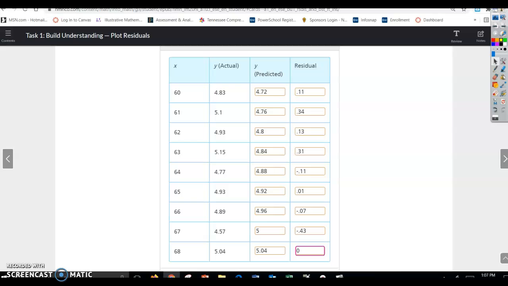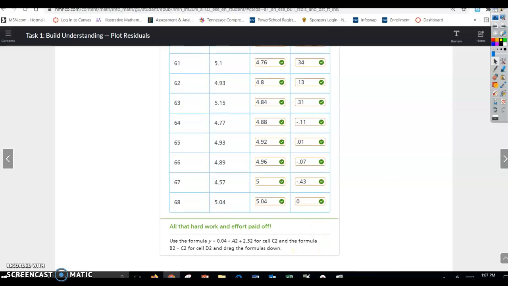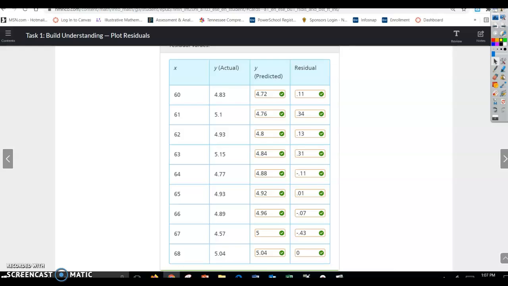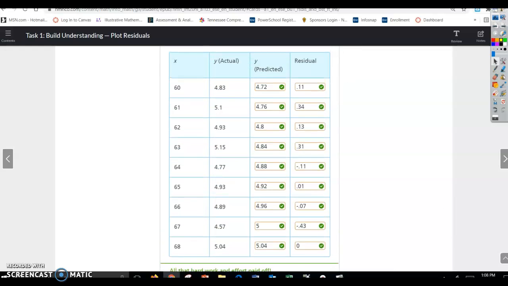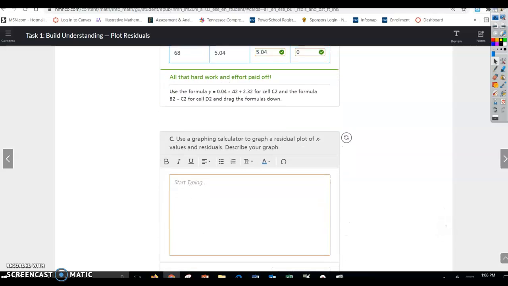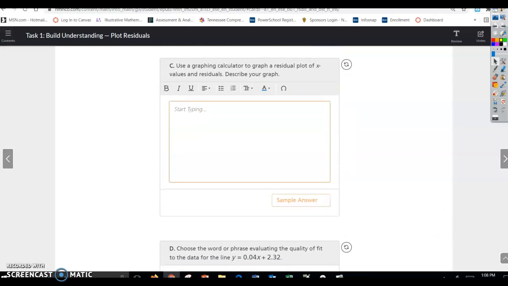All right, so the only question I may have is I don't know if these need to have a 0 in front of it or not. I did not put a 0 in front of there, but let's check it. Okay, so it took it just how I had it. So again, you find the predicted by plugging the x into the equation. You find the residual by subtracting predicted from actual.